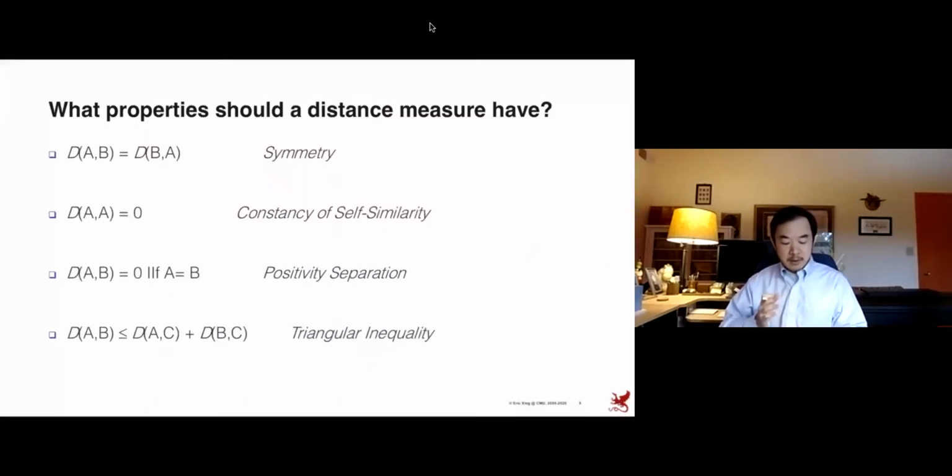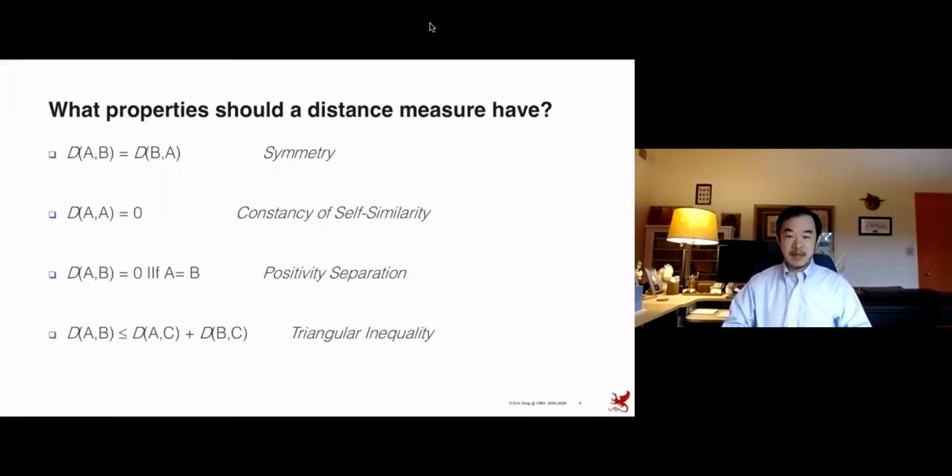So here are some of the key properties people expect from a proper distance metric. The first thing is known as symmetry. If you measure the distance between two objects, the order in which you plug in the arguments in the equation shouldn't affect the outcome. Right? And also, if you measure the distance between the same thing, there should be zero distance. This is the consistency of self-similarity. You must be equal to yourself.